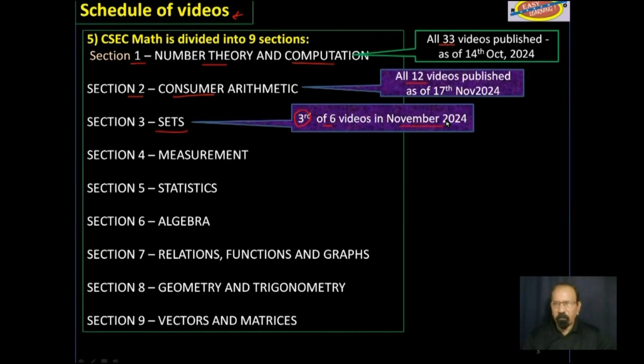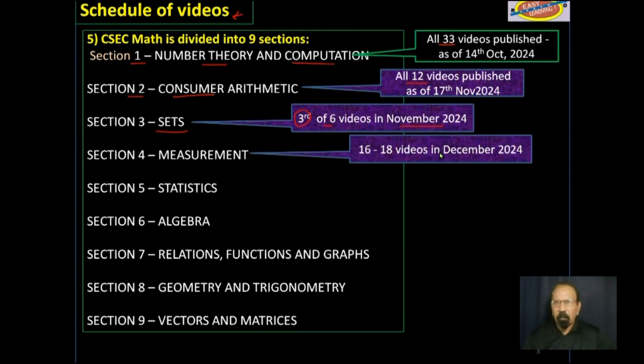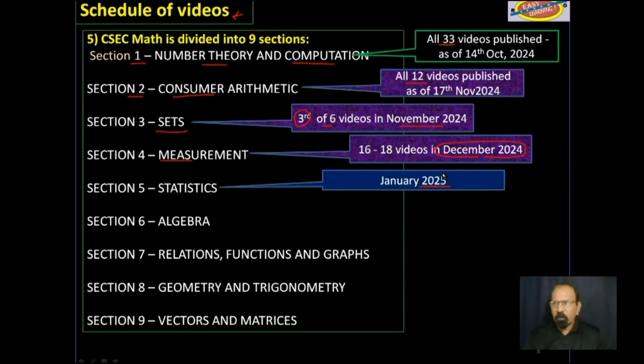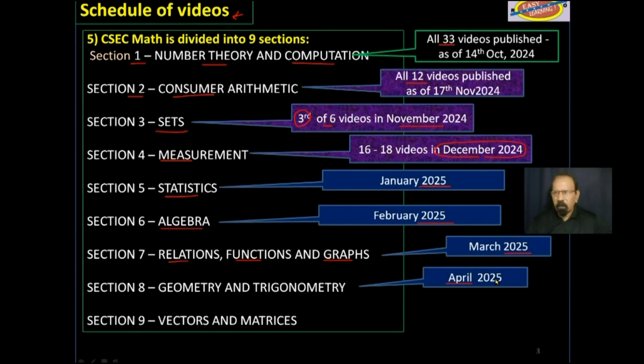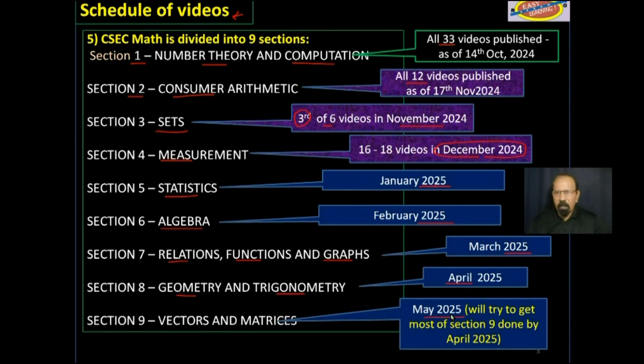November 2024. Then by the end of December 2024, measurements. January 2025, statistics. February 2025, algebra. March 2025, relations, functions, and graphs. And then by April, geometry and trigonometry. And finally, by mid-May 2025, vectors and matrices, and that will take care of all objectives in this syllabus.